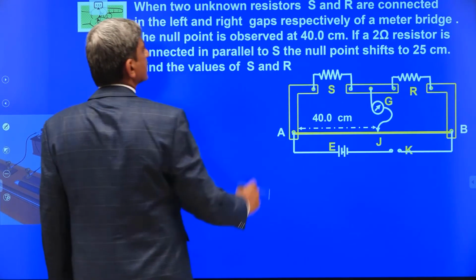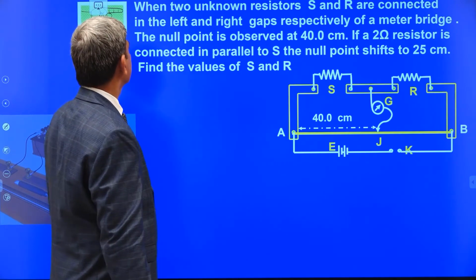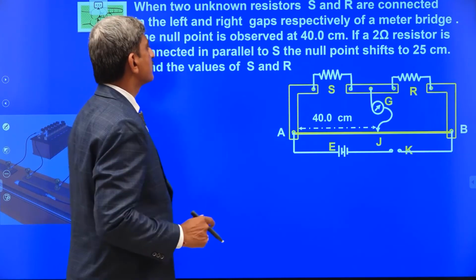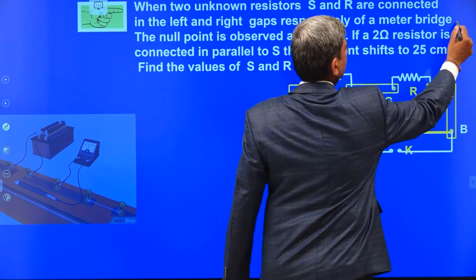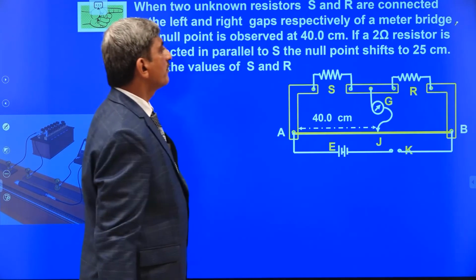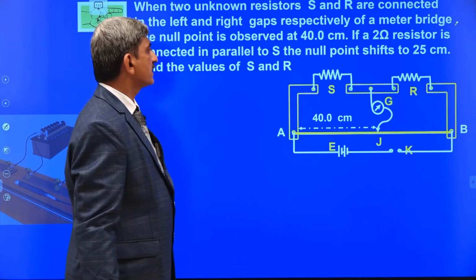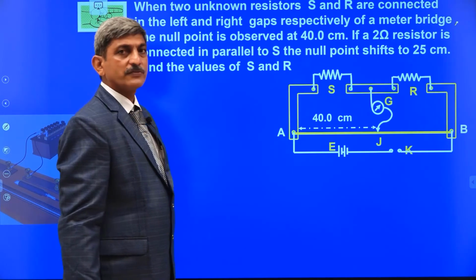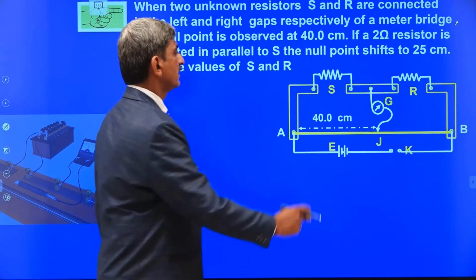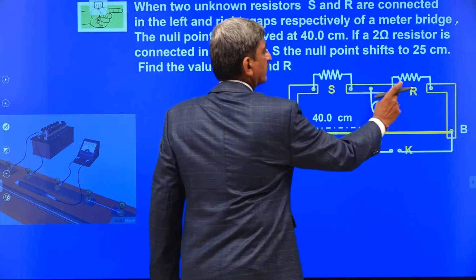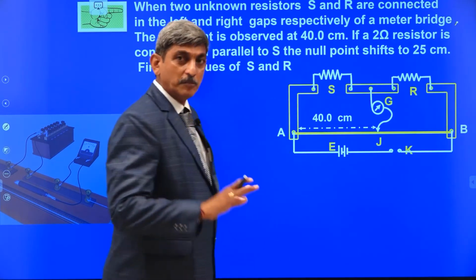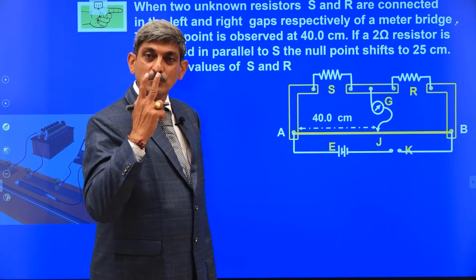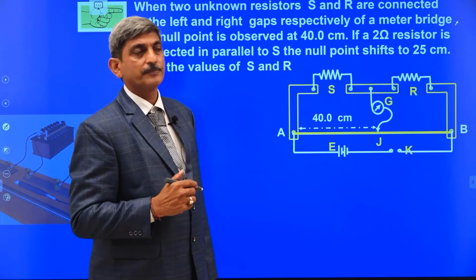When 2 unknown resistors S and R are connected in the meter bridge, the null point is observed at 40 centimeters. If a 2 ohm resistor is connected in parallel to S, the null point shifts to 25 centimeters. Find the values of S and R. Here, S is connected in the left gap, R is connected in the right gap. Both are unknowns. To determine the 2 unknown values, 2 cases are given to us in the problem.